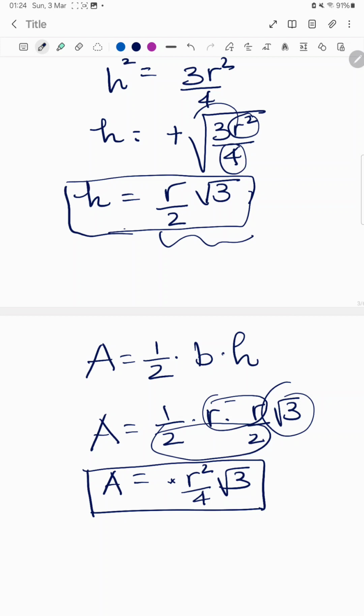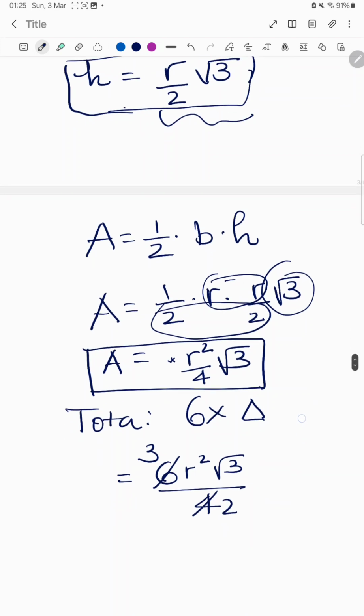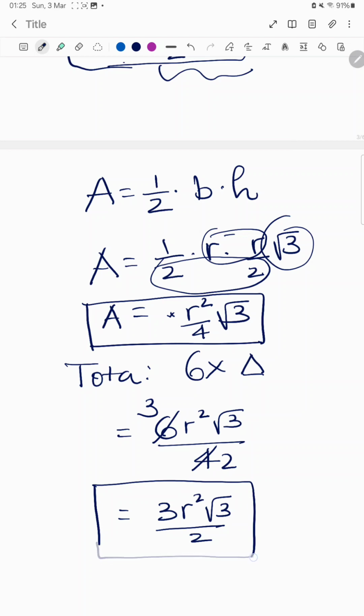So the total area is 6 times the area of one piece of this equilateral triangle, which is equal to 6r square root 3 over 4. We divide this one by 2, 3 by 2 here, 2. This is going to be 3r square root 3 over 2. This is the total area of the regular hexagon.